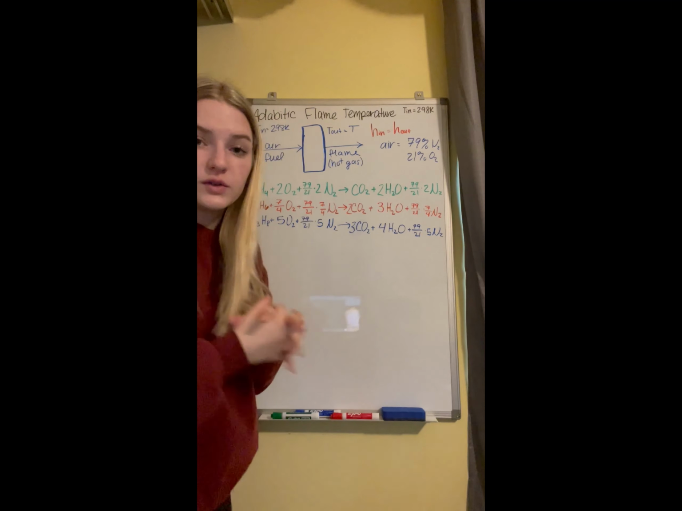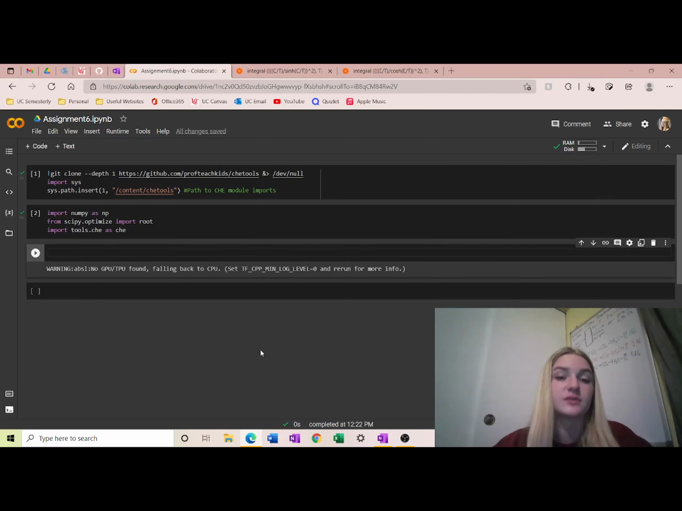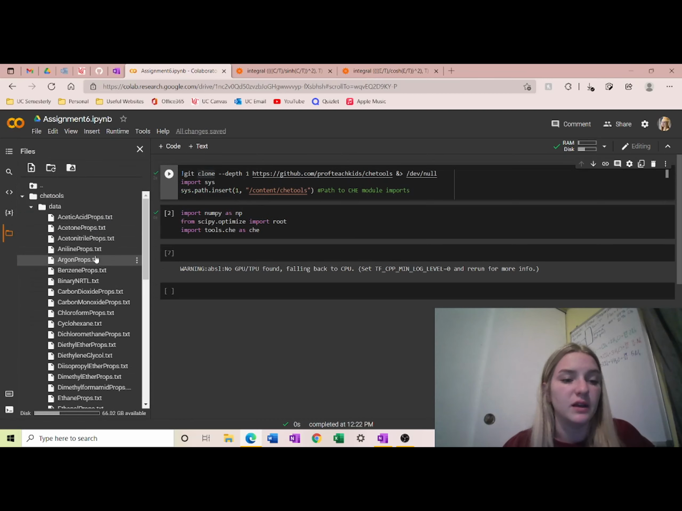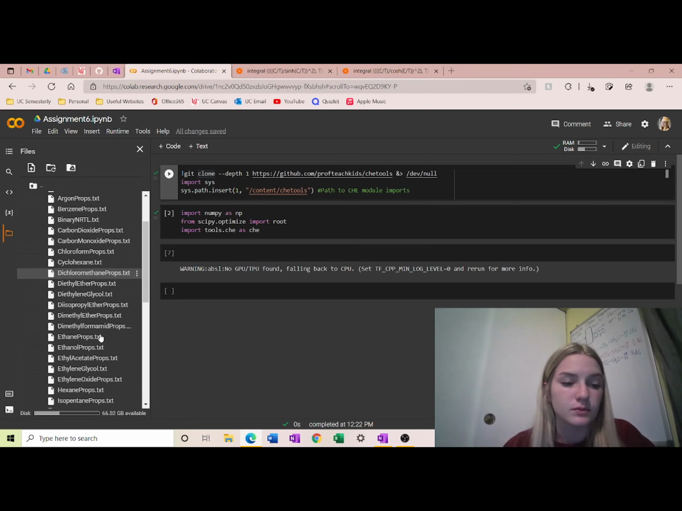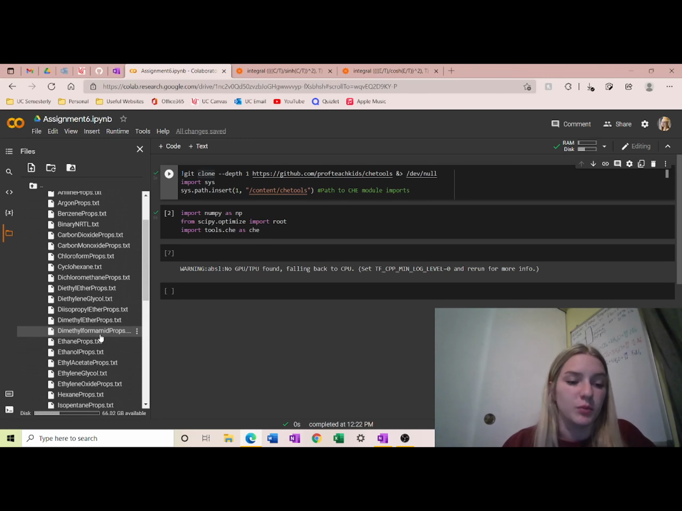So now we are going to go and code this in Colab. Okay, so now we are going to start looking at our Colab. So this first section right here, this is just importing a file from our GitHub that is going to let us use CHE tools. So if we go inside CHE tools, we can see all of these different chemical compounds and all of the properties of them.